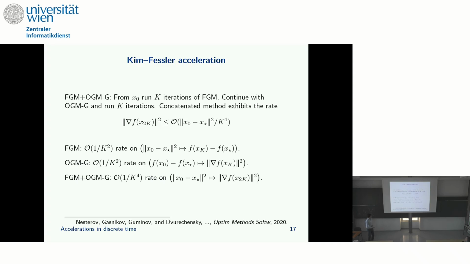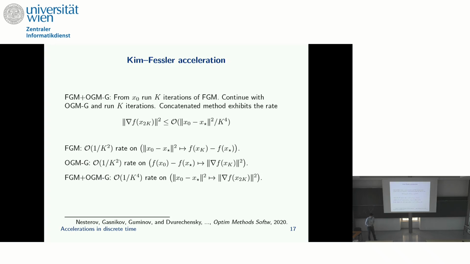Let me describe the algorithm. We have a starting point, and we run k iterations of Nesterov's fast gradient method. And Nesterov's fast gradient method will return an output. So we take that output, and we plug that in as a starting point of the algorithm OGMG, and then we run k iterations of OGMG. So 2k iterations in total. Then the output of the concatenated method exhibits a 1/k⁴ rate.